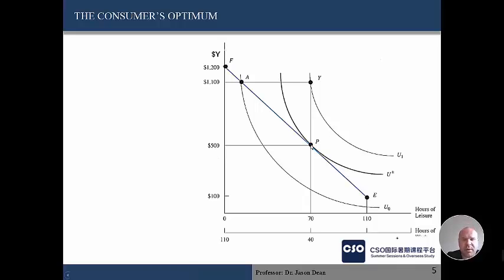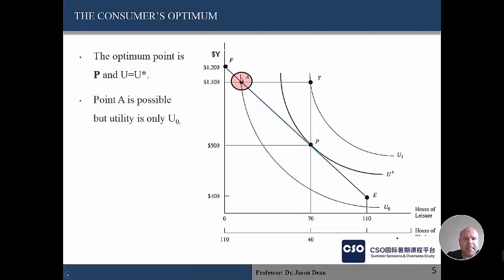Let's look a little more closely at the optimum situation. Here at point P, the person would be optimizing. They're maximizing their utility. They're getting utility associated with U star. Now, what would happen if they chose A instead? After all, A would give them a lot more money. If they're at point A, they would get $1,100 in income, and that's much more than $500. But why aren't they choosing that point? Well, that point gives them lower utility. And that's because although they're getting more money, they're also having to work much more.